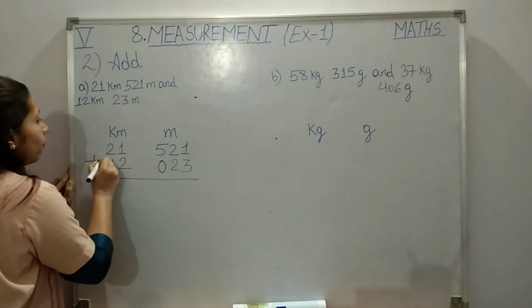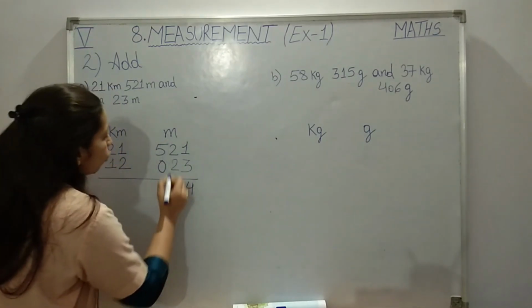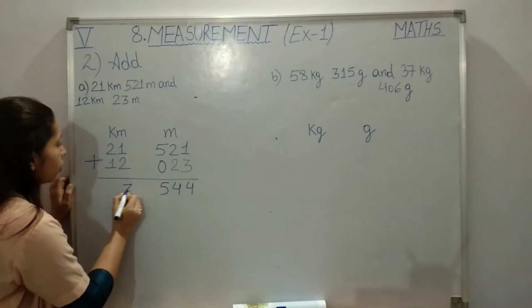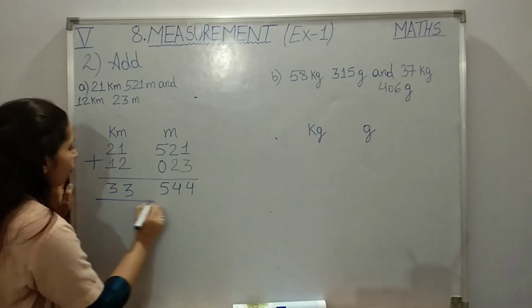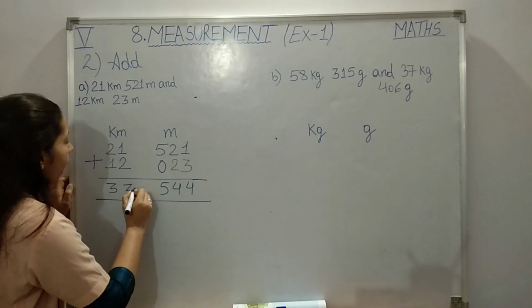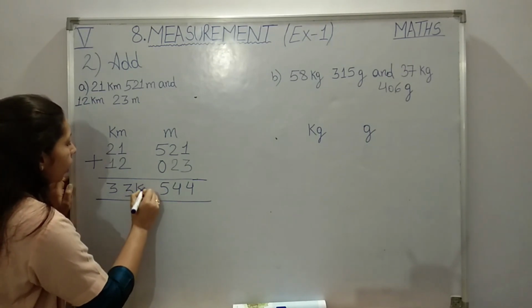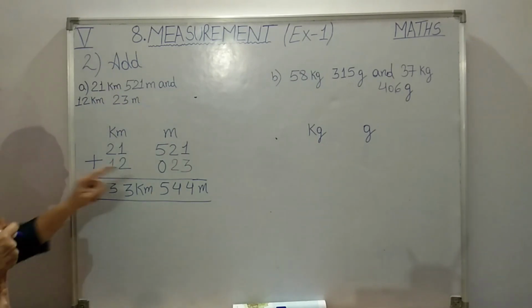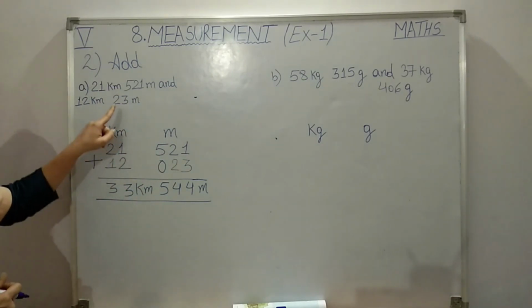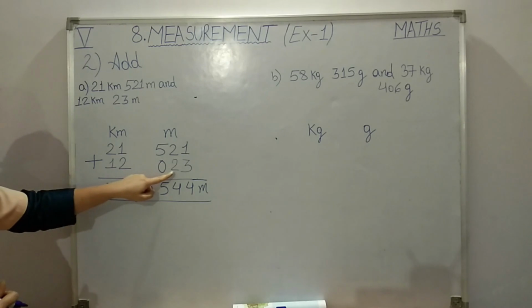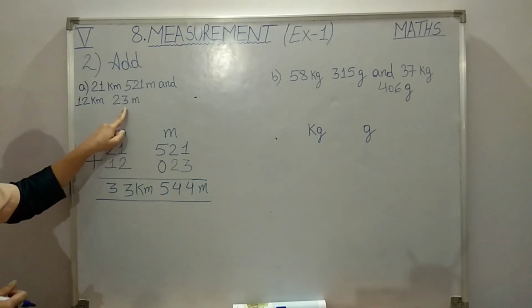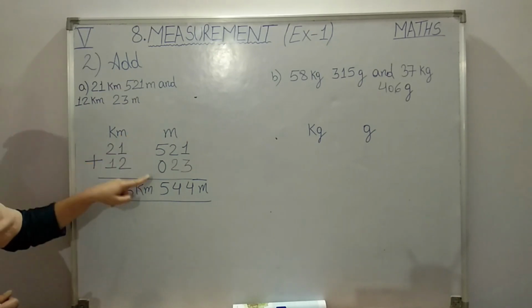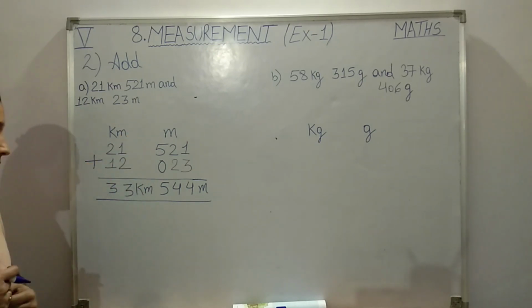Now we will be adding. So 1 plus 3, 4, 2 plus 2, 4, 5, then 2 plus 1, 3, 2 plus 1, 3. So this is our final answer, students. What we got? On adding these two values, we got 33 kilometers, 544 meters. Understood? And this is clear now why we have written 0 here, because as we were writing the digits, we have written the 3 at ones place, 2 at tens place. What about hundreds? Hundreds is not there, so simply we have written 0 here.